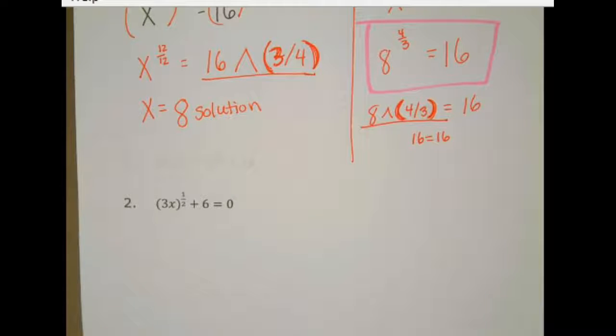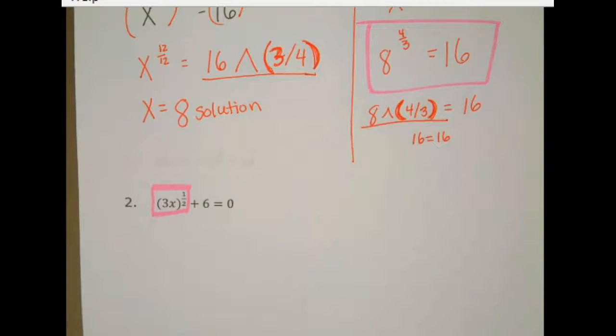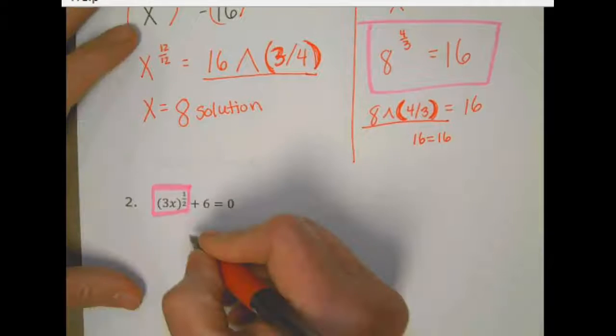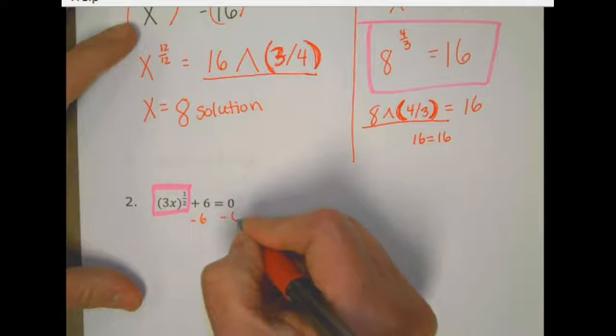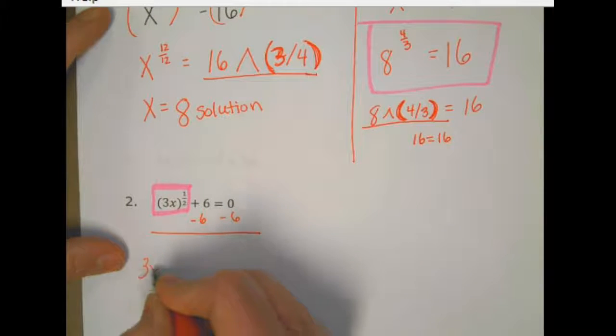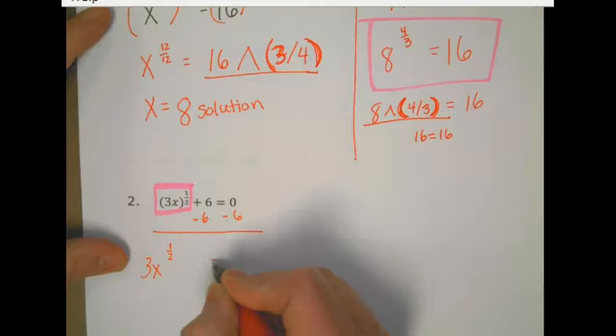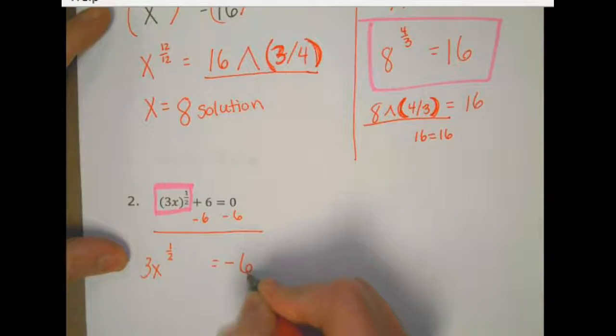What is the first word in the first step? Isolate. This part needs to be isolated. What am I going to do with the 6? So this is going to be 3x to the 1/2 power equals -6.